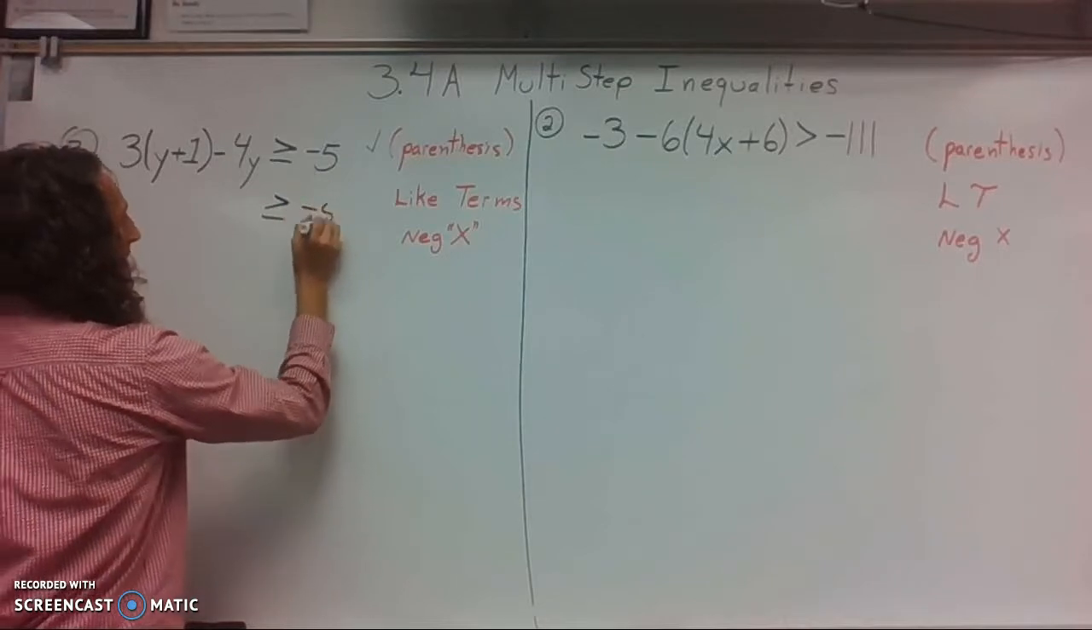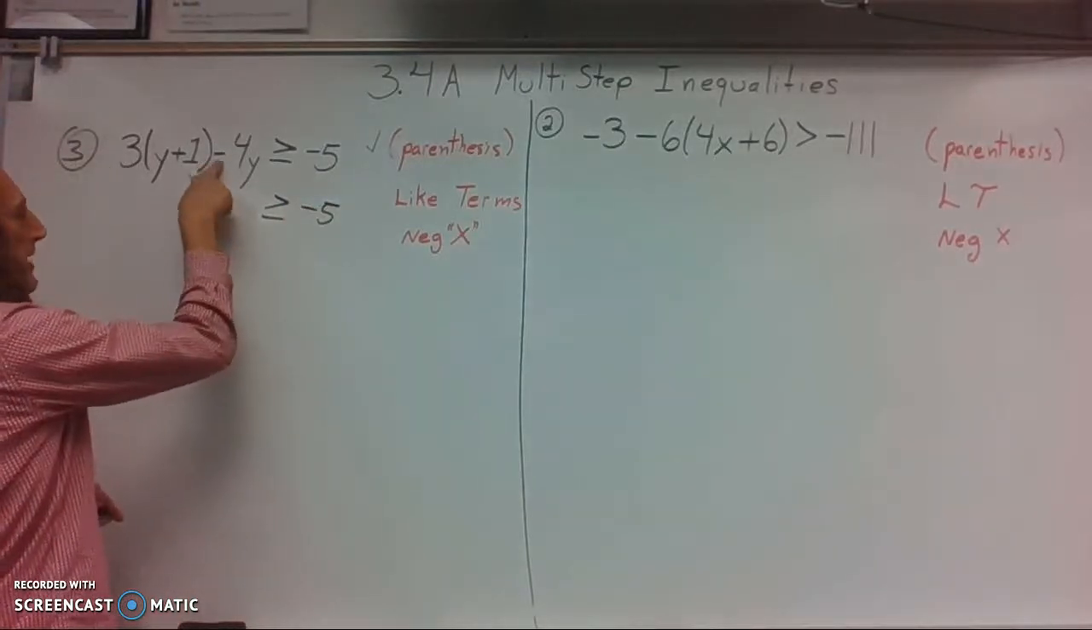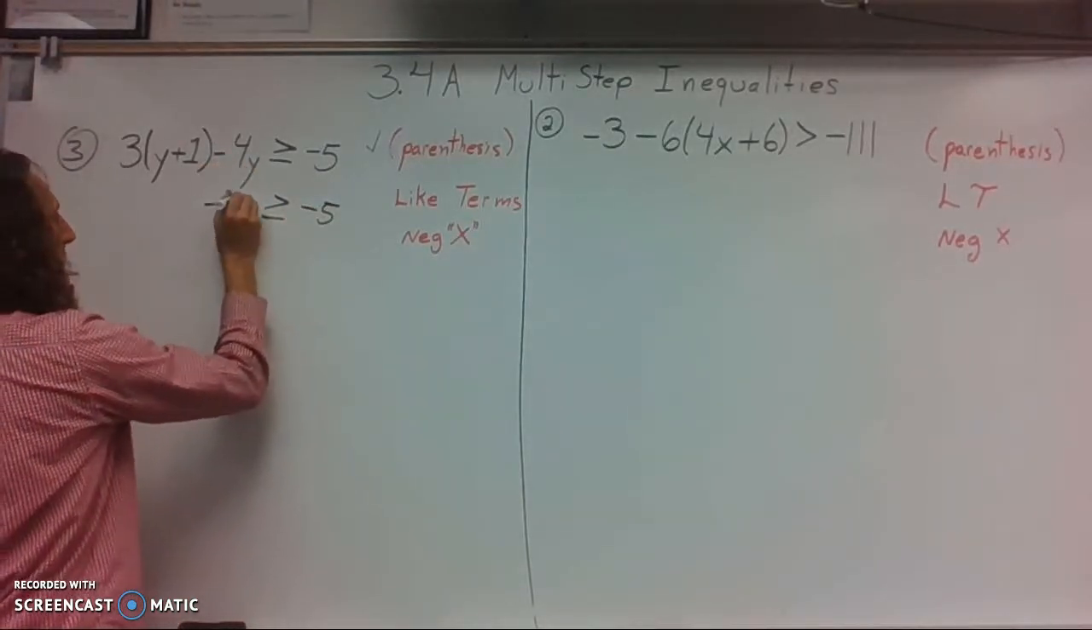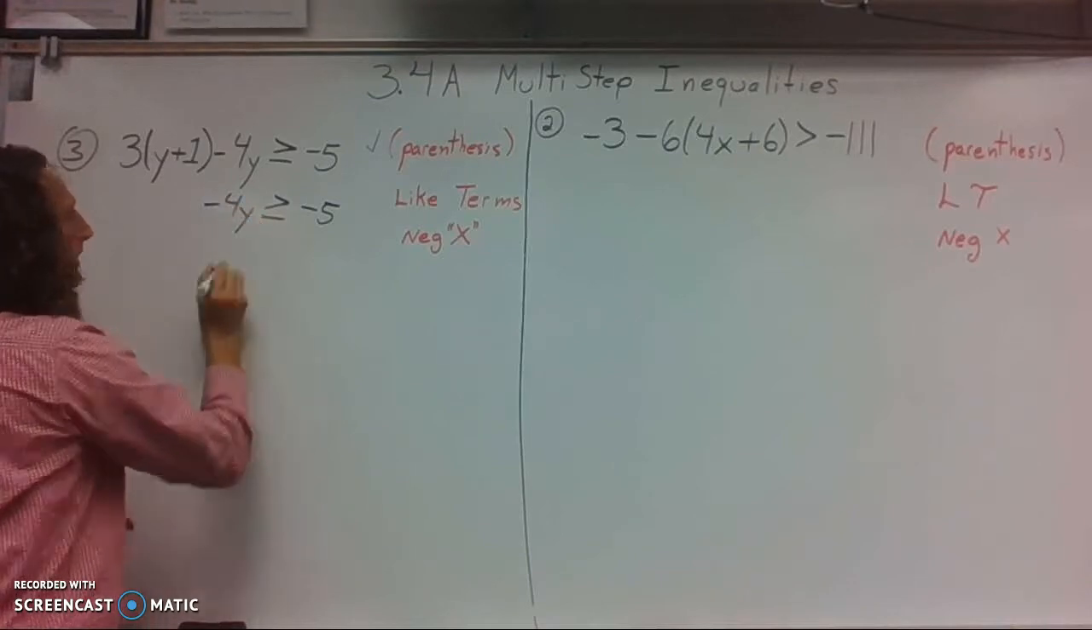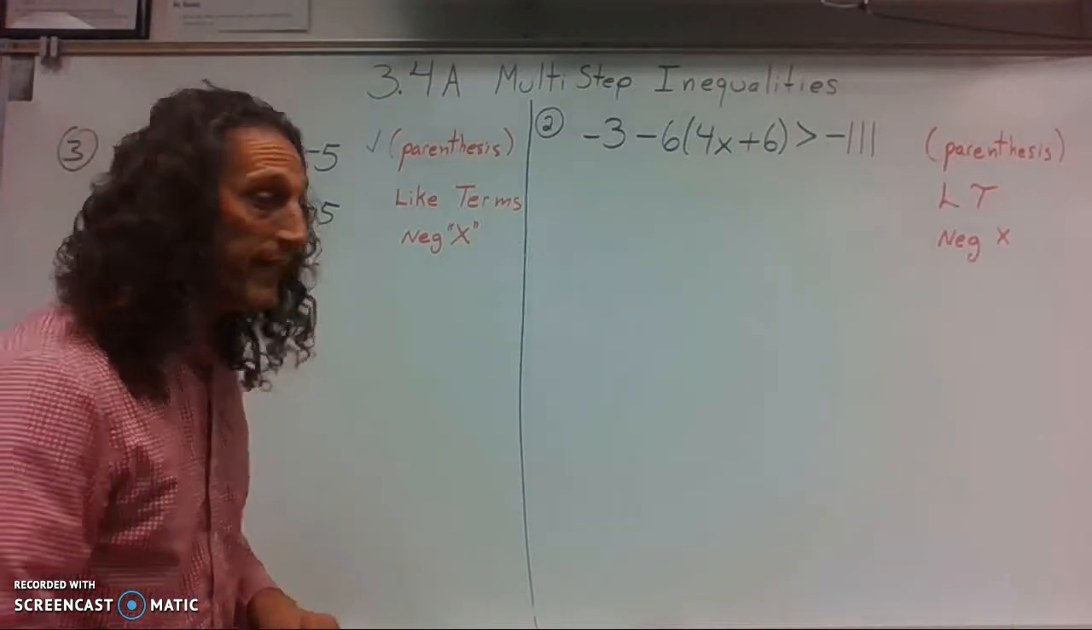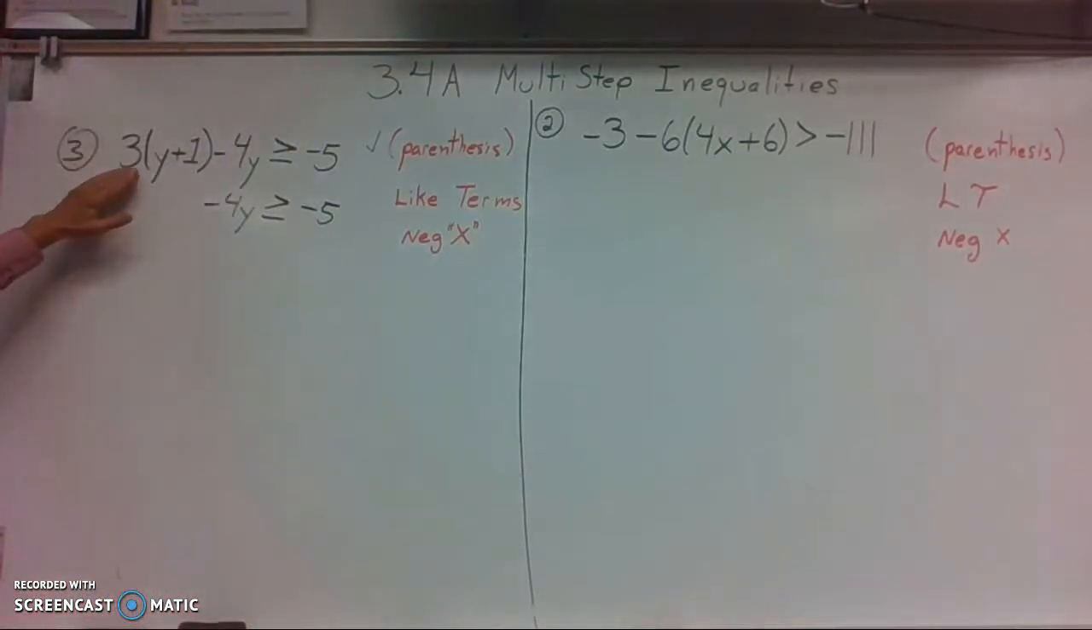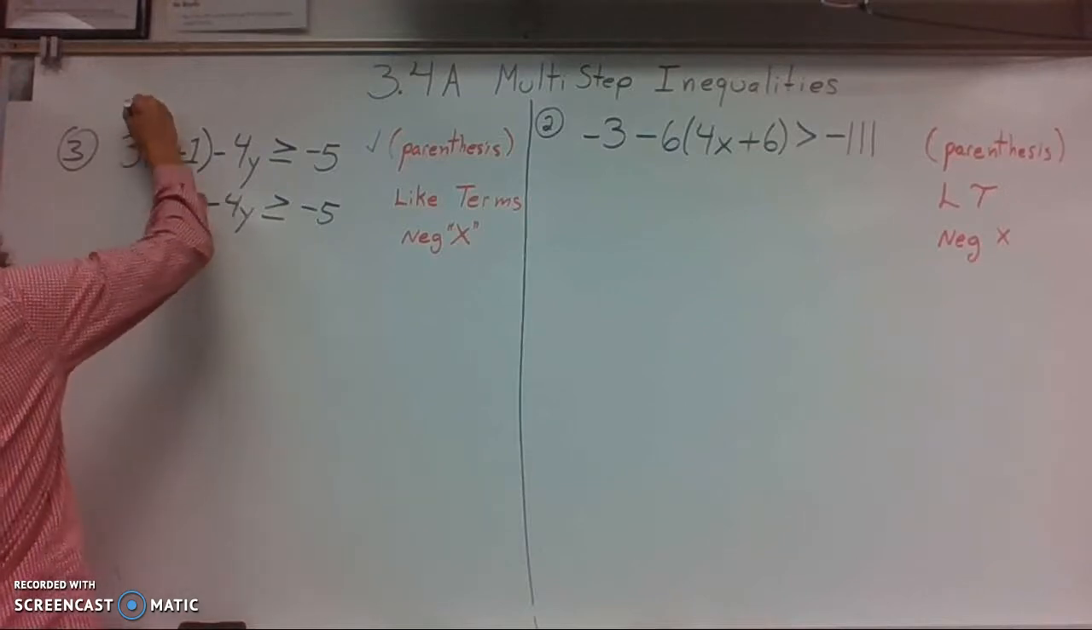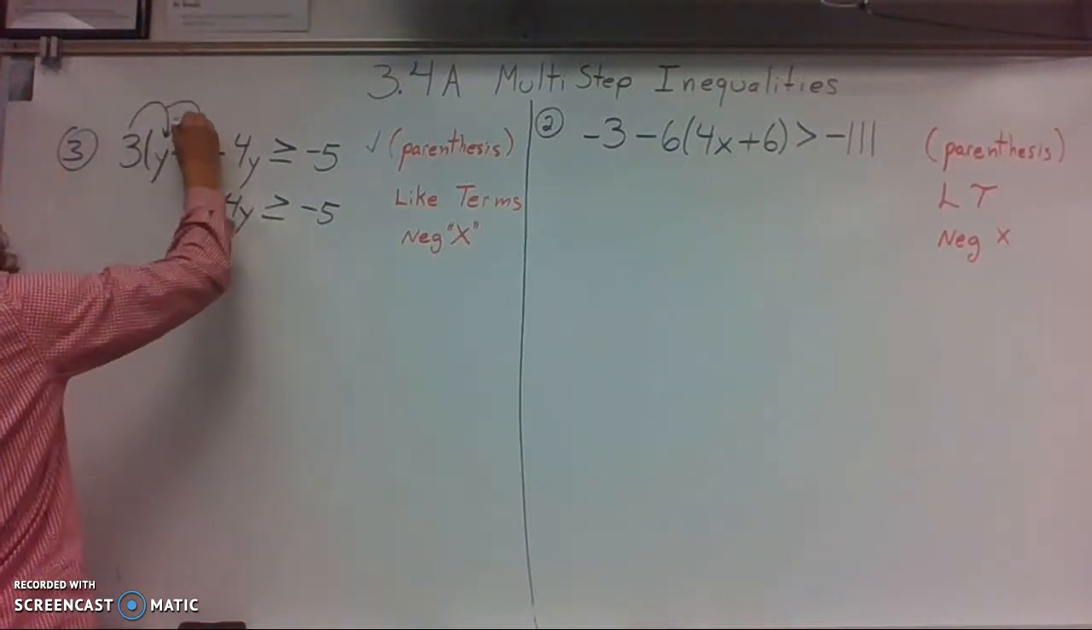Dropping down my negative 5. I'm dropping down, I got to be careful, I have to minus 4y. So, minus negative 4y. And then, that 3, he's in front of the parentheses. So that's what's going to be doing the multiplication. So remember, parentheses always means times.